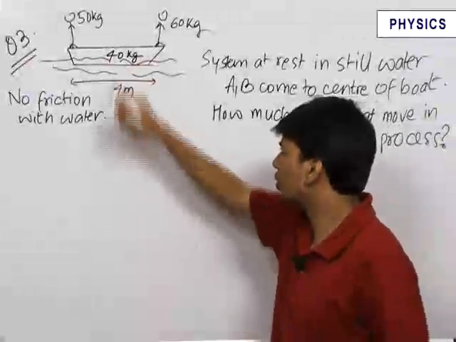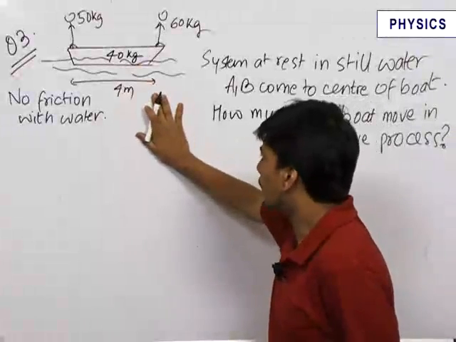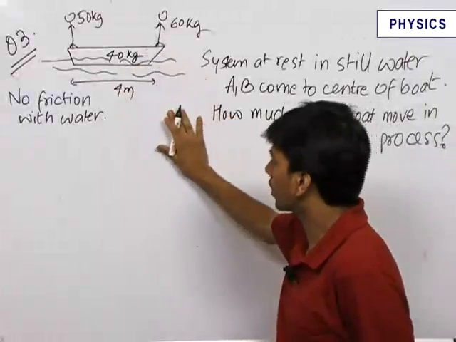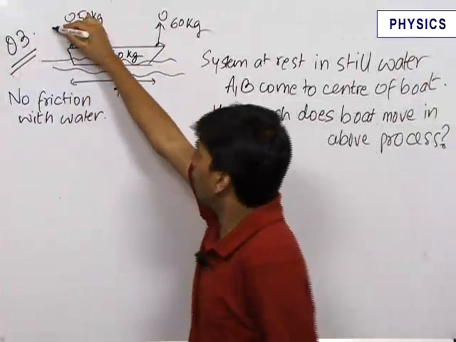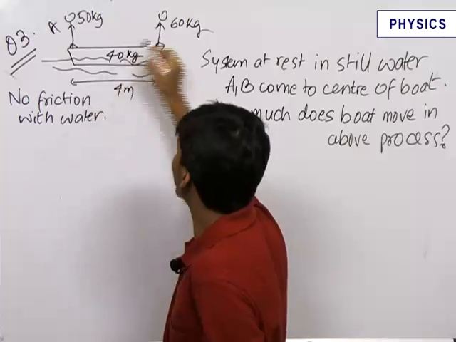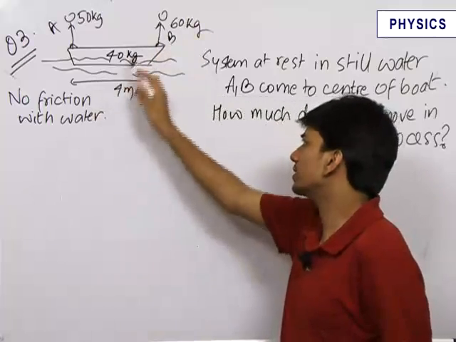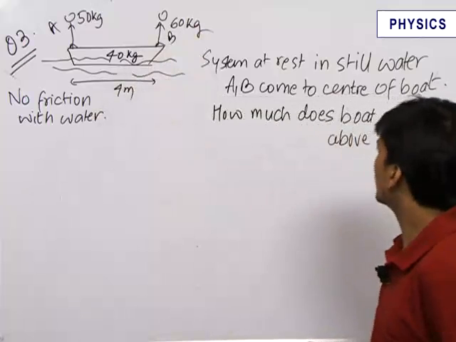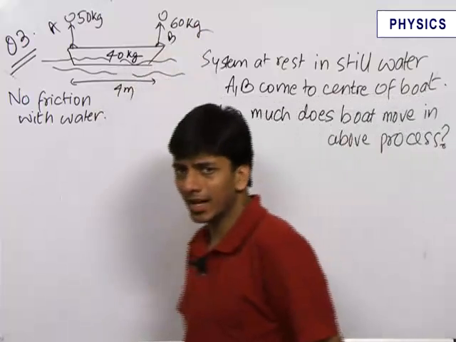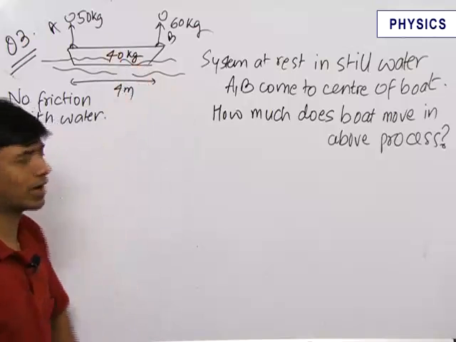In this question, there is a boat which is standing in still water. There is no friction between boat and water. A man A of mass 50 kg is standing on this side and a man B of mass 60 kg is standing this side. The length of the boat is 4 meters and the mass of the boat is 40 kgs.